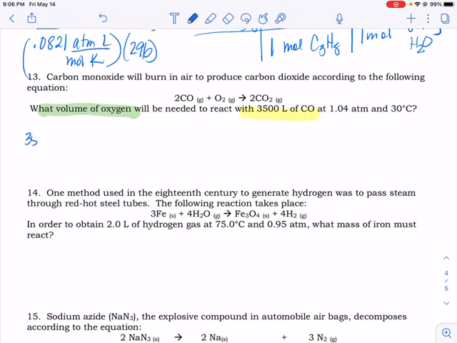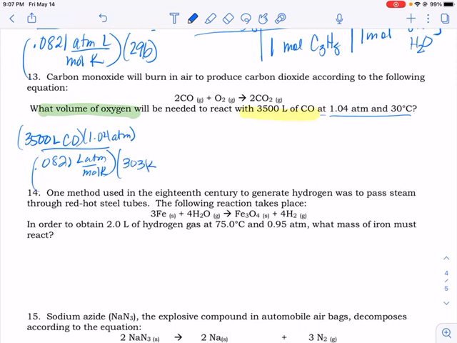So starting with 3,500 liters of CO, we know that we're not at STP, so we're going to do P times V, 1.04 ATM, divided by 0.0821 liter atmospheres over mole Kelvin. And then we'll multiply by 30 plus 273, which would be 303. And when we put that in, we get 146.3 moles of carbon monoxide.